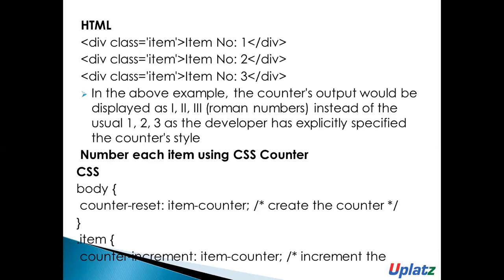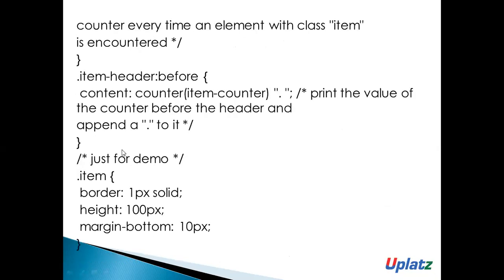So you can also number each item using CSS counter. For that, what we need to do in CSS: first, as usual, you need to create a counter. After that you need to increment it, so I'm making the item increment. After that you need to print the values, so that is what I'm doing. With item before, I'm printing the item counter value before the header, and then after I'm just appending, for better visibility.